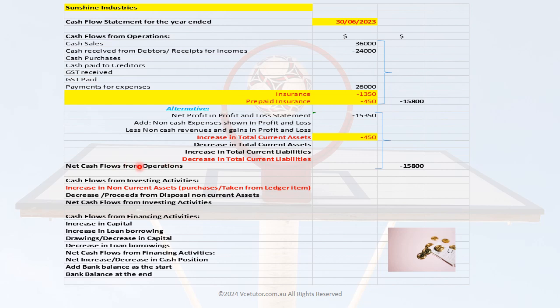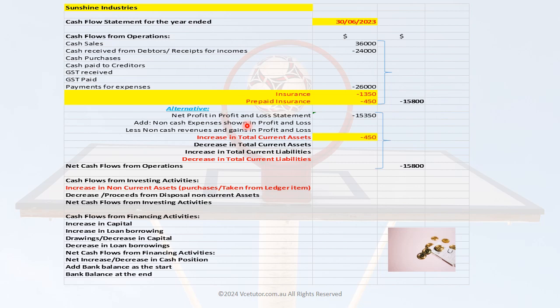Usually these two are not difficult in any cash flow statement for most of the exercises that are practiced. These two are coming only from balance sheet items, whereas the cash flow from operations has got something taken from the balance sheet and something taken from profit and loss. There are two ways in which we can identify the net cash flow from operations. We'll take the alternative method here.